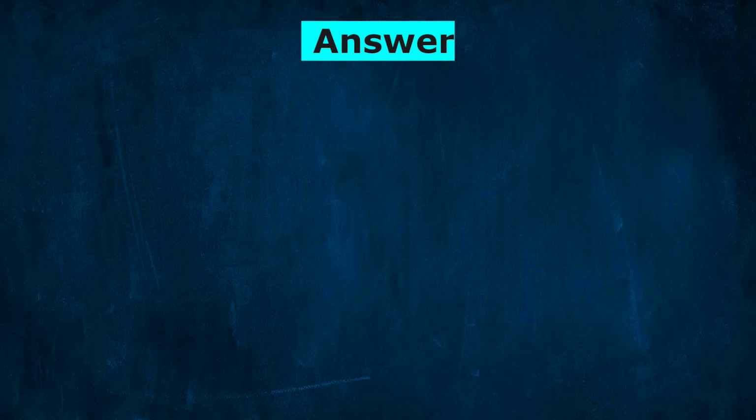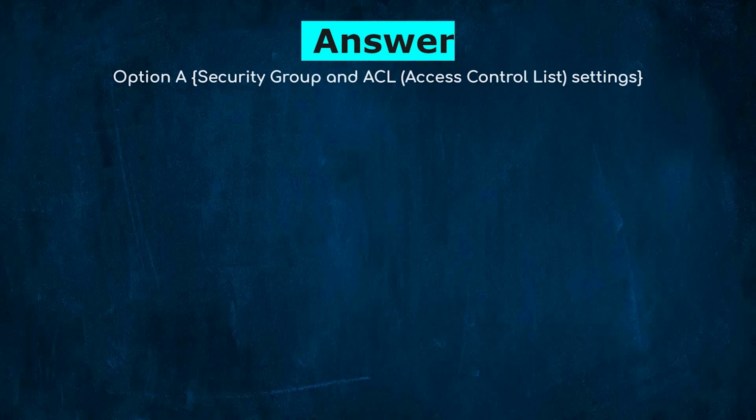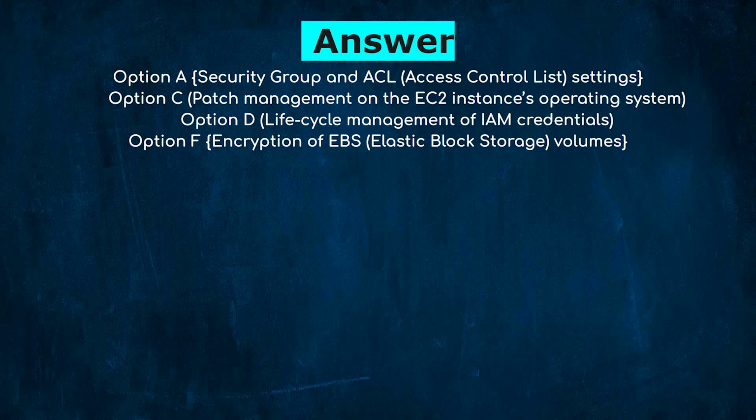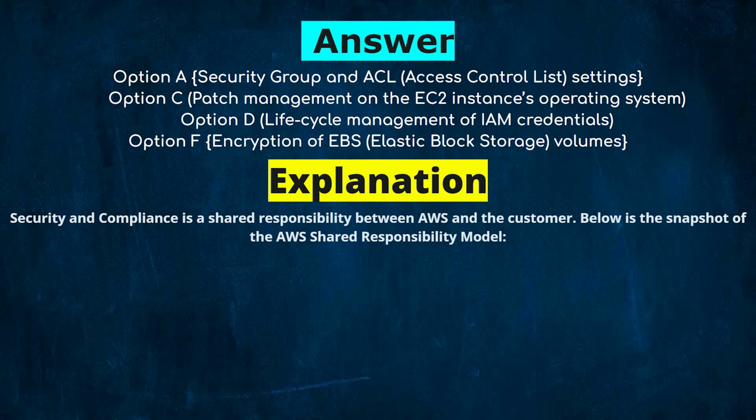And the correct options are A. Security group and ACL settings. C. Patch management on the EC2 instances operating system. D. Lifecycle management of IAM credentials. And option F. Encryption of EBS, elastic block storage, volumes. Explanation. Security and compliance is a shared responsibility between AWS and the customer. Below is the snapshot of the AWS shared responsibility model.